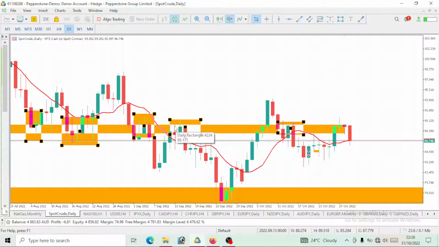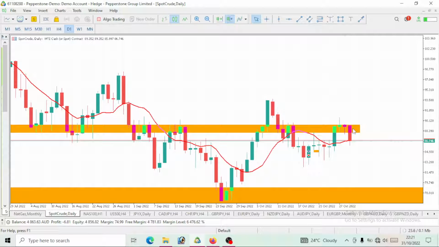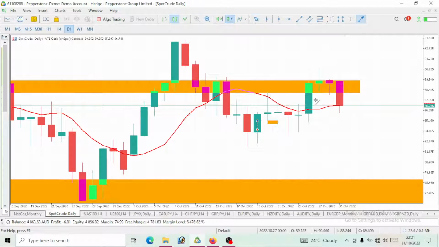It reacts here. This is one of the reasons why I highlighted this level, because price has reacted to this level multiple times. So once price has reacted to a level previously and it gets to that same level, it will definitely react at that same level. So this is one of the reasons why we are having a drop on this WTI crude oil.